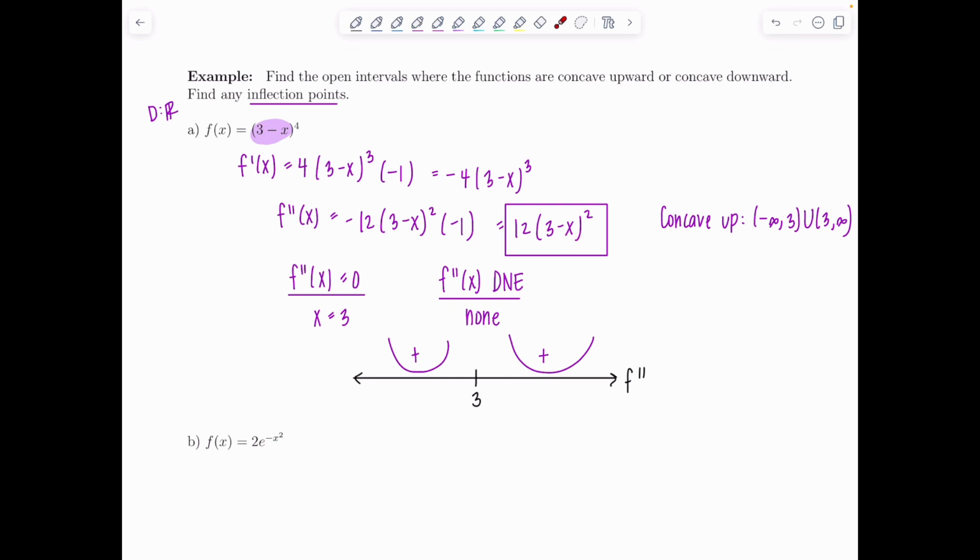The second derivative is 0. Are there any inflection points? No. Is it concave down anywhere? No. So if you want to write concave down nowhere, you can. It's not needed. And then no inflection points. Okay, good. All right, let's try another one.